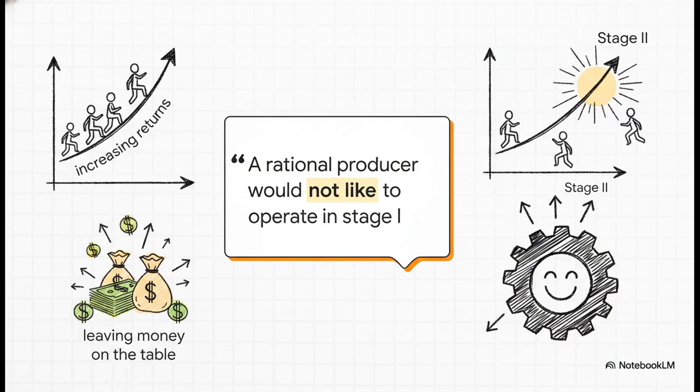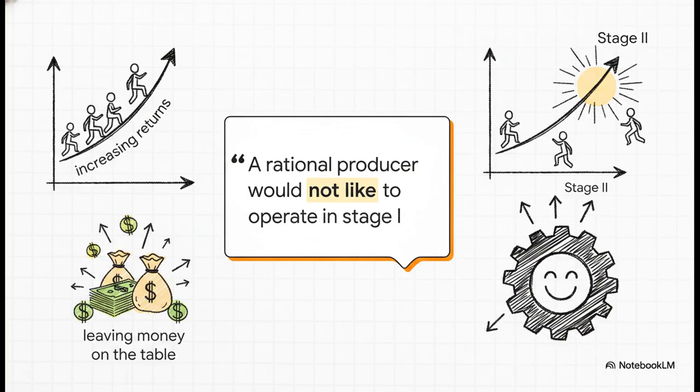So the crucial point is understanding how a business leader should react to this. A rational producer would actually never want to stop operating in stage 1. Now, I know that might sound a bit counterintuitive. Stage 1 is where you have increasing returns. Why wouldn't you want to stay there?